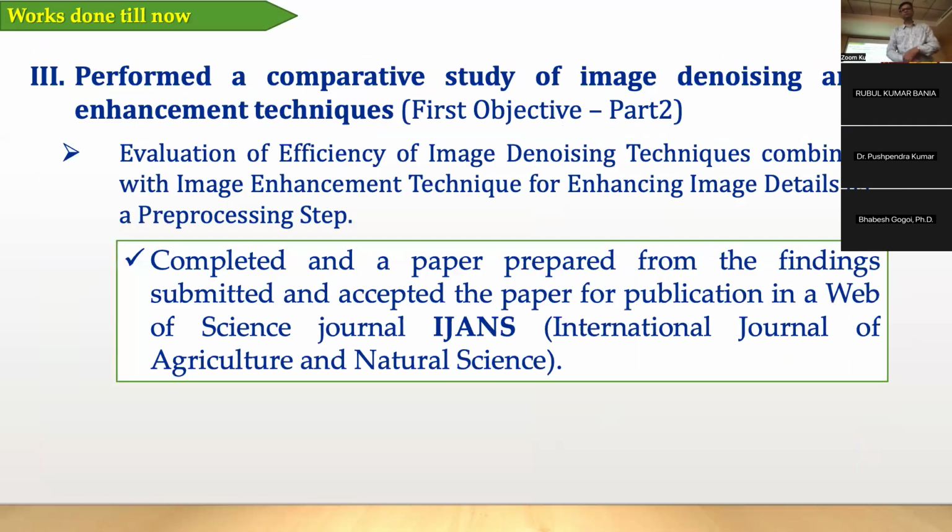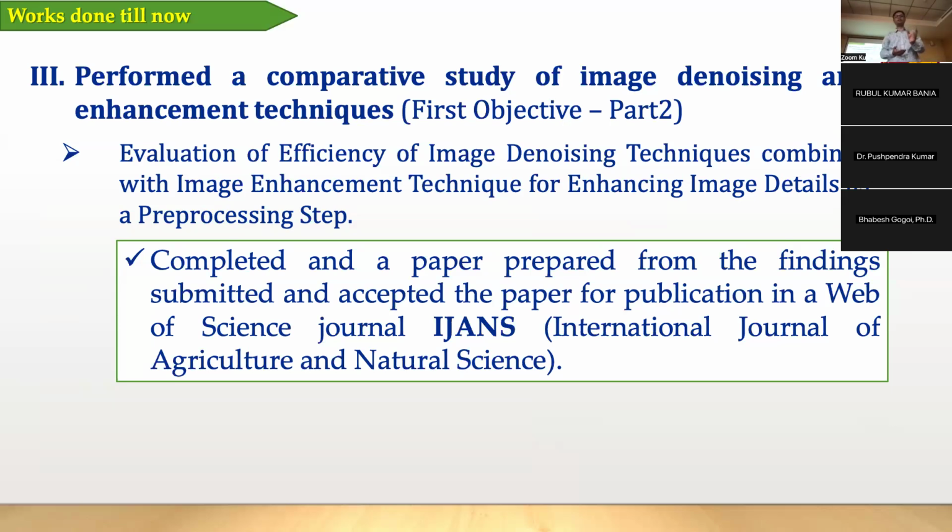And third, we have performed a complete study of image denoising and enhancement techniques. It is the second part of the first objective, where we are combining image denoising techniques and enhancement techniques. For image denoising, we have already discussed the commonly available techniques, the linear filters and non-linear filters.